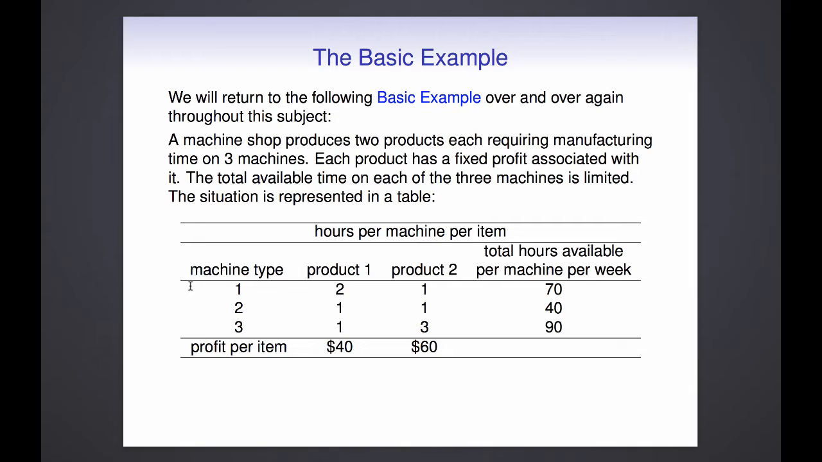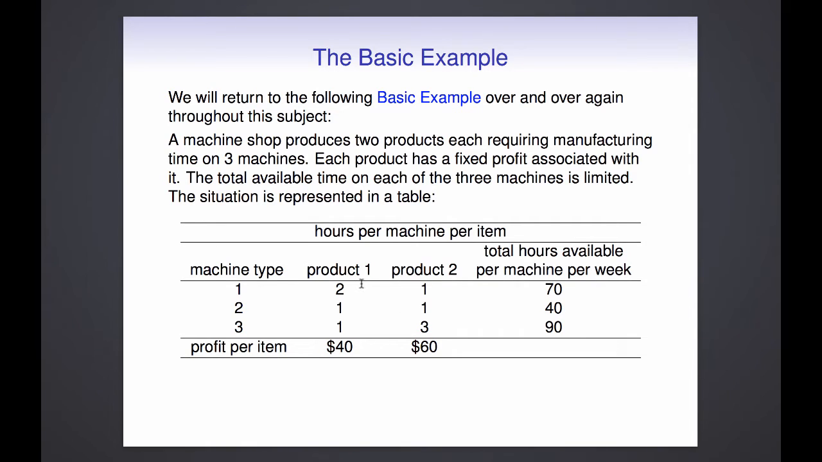producing two products, and they each require time on three different machines. So to produce each product, that product has to spend some time being worked on each of the three machines. And associated to each product, there's a particular profit, and the information is listed in this table here. So here on the left we have the three different machine types, and here in these two columns we have product 1 and product 2.